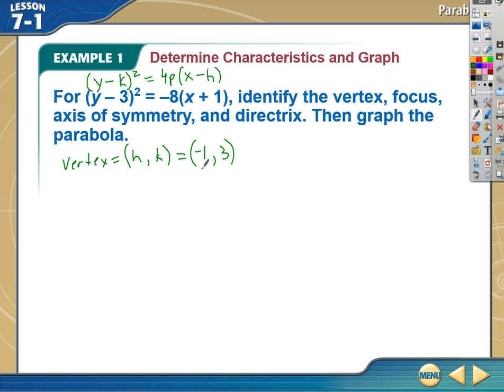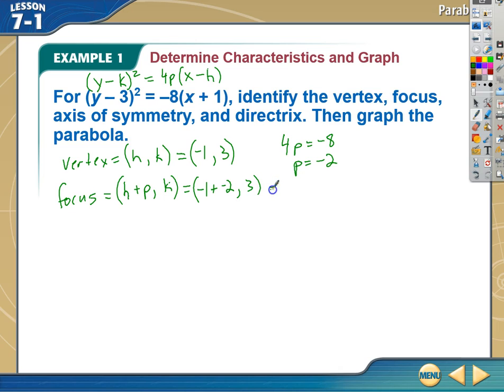The next thing I'm going to work on is the focus. Because this one is going left and right, my x is going to change. And my change is h plus p, comma k. But what's p? They show me that there's a 4p in front. So 4p is equal to negative 8, meaning that p is equal to negative 2. Now I plug in negative 1 plus negative 2, comma 3. Negative 1 plus negative 2 is negative 3. That's negative 3, comma 3. And that's my focus.